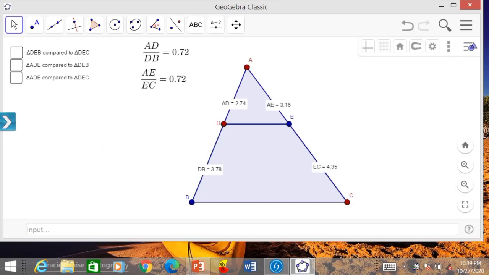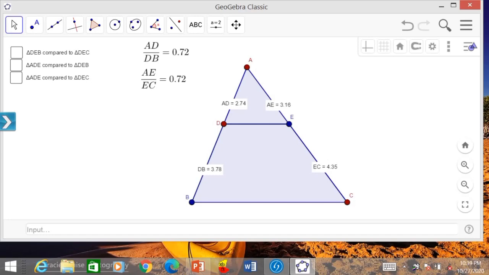Look at this figure. Thales constructed two equiangular triangles like this. Here we have two triangles: one is triangle ABC and another is triangle ADE. DE is drawn parallel to BC.